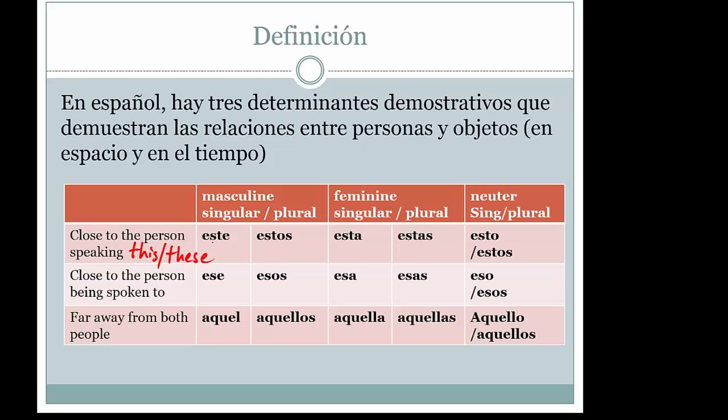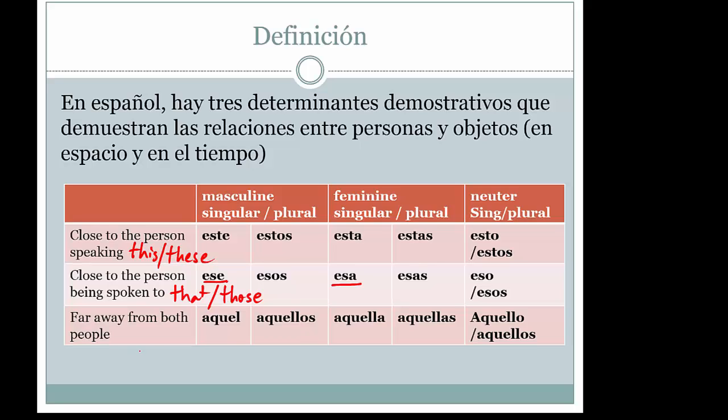So we have the masculine este or estos for singular and plural, the feminine esta and estas, and then the neuter, which we'll talk about in a moment. There's another one that, much like English, is used to express the idea of that or those. And we also have a masculine ese and esos, a feminine esa and esas, and a neuter when we don't know what we're talking about or we're talking about an idea in general.